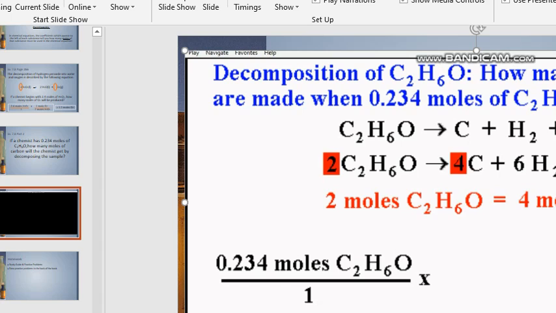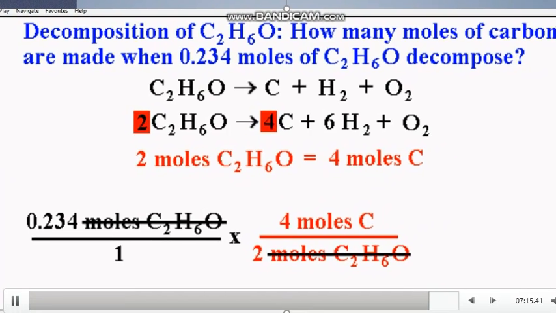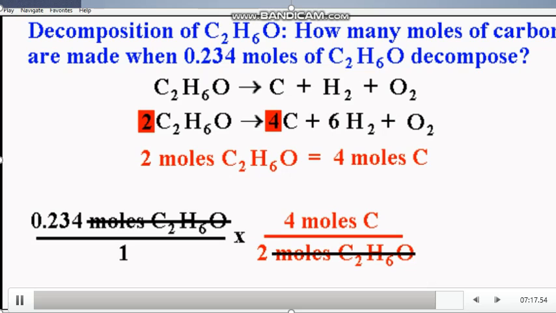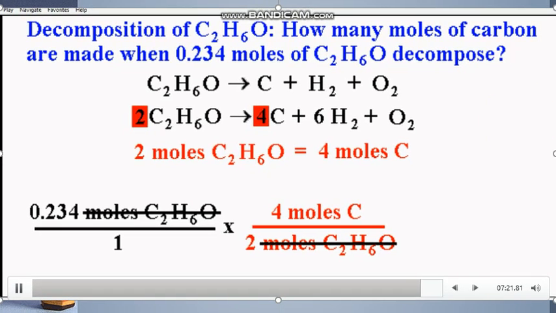Expression for 1 comes from the conversion relationship. I need moles of C2H6O to cancel, so they go on the bottom. That leaves moles of C on the top. When I multiply these two fractions, moles of C2H6O cancel, and I'm left with moles of C. When I plug through the math, I get 0.468 moles of C.